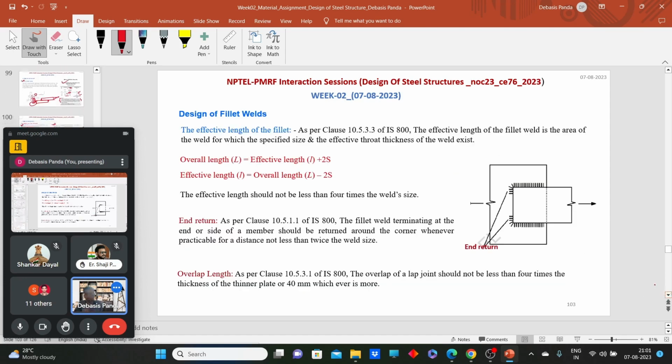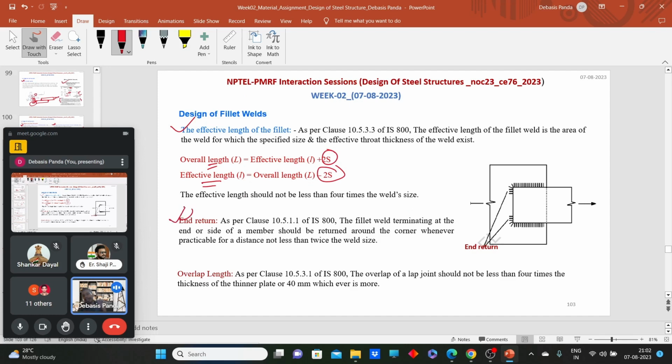Now comes one more important parameter, the effective length, because the effective area of the weld is specified by two factors. One is the throat thickness and one is the effective length. So what is the effective length? Effective length we call the length up to which the effective throat thickness is maintained. Here effective length is overall length minus 2s, or we can say overall length is effective length plus 2s. Now what is that 2s? I will come to that.